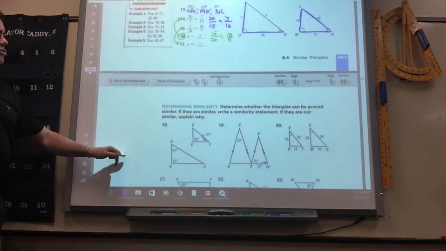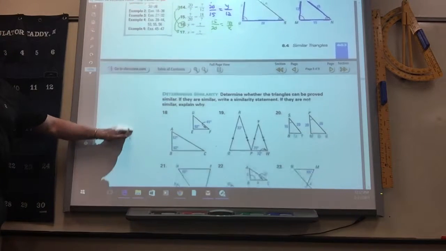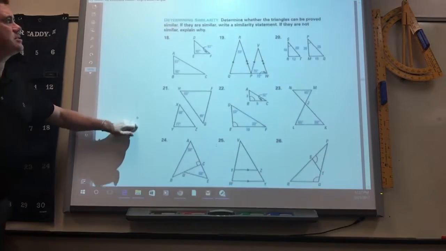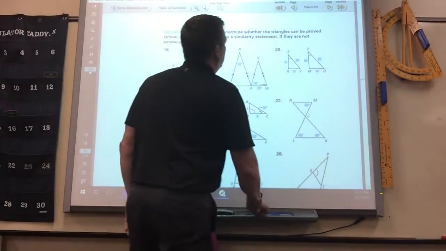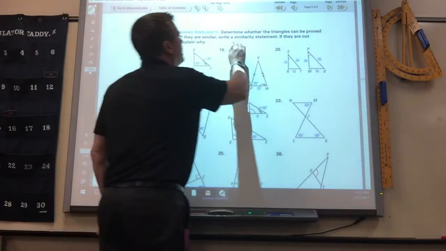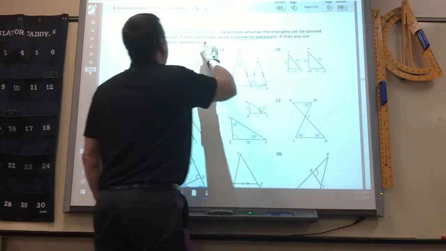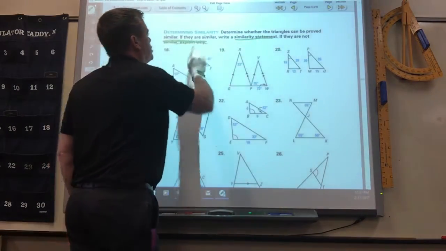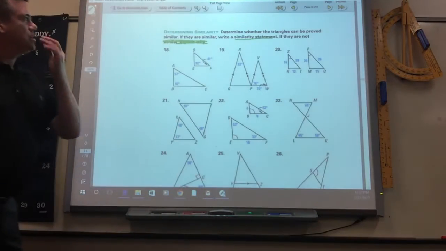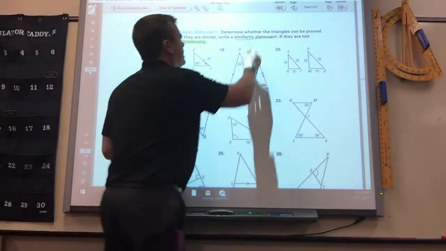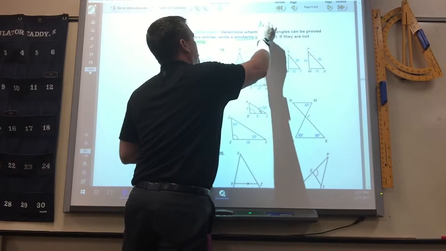Okay, then when you get to 18 through 26, determine whether they can be proved. If they are, write the similarity statement. If they're not, we don't need to explain why. Just put no. So, all you got to check for these is if two angles are similar.